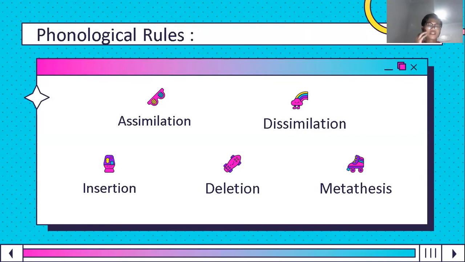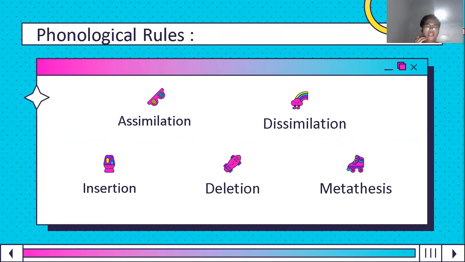The second is dissimilation. Dissimilation is when a sound changes one of its features to become less similar to an adjacent sound, usually to make the two sounds more distinguishable. This type of rule is often seen among people speaking a language that is not their native language, where the sound contrast may be difficult.